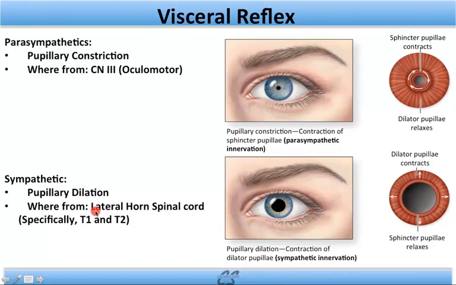Remind yourself that sympathetics only can originate, that first neuron can only originate, from the lateral horn of the spinal cord, specifically T1 down to L2. Because the eye is so high up in the body, it's going to receive fibers from T1 and T2, the very upper limits of that segment. When sympathetic takes over, the pupil is dilating because that dilator pupillae is really, really working.